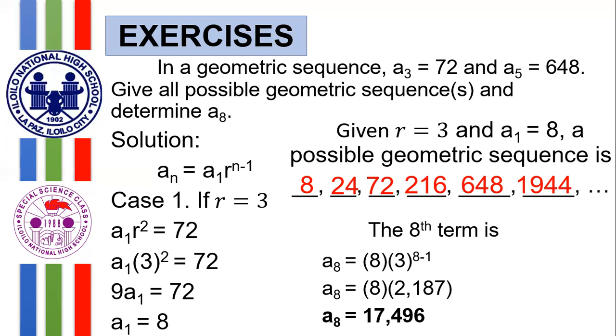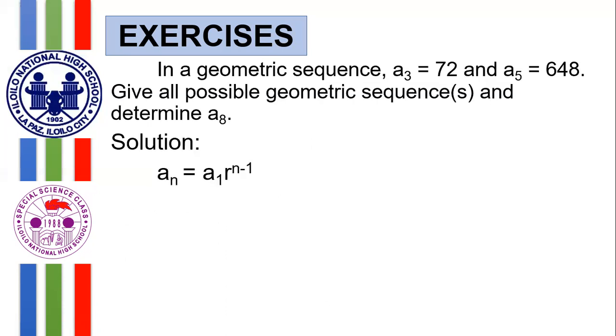Okay, I hope you got it. But that's the first case, where your r is positive 3. How about if we get the second case, that your r is negative 3? By substitution again to a sub 1 r squared equals 72. Take note, you are free to substitute it either to a sub 3 or to a sub 5 earlier. I chose a sub 3 because for me, I find it easier to work with equations with smaller numbers.